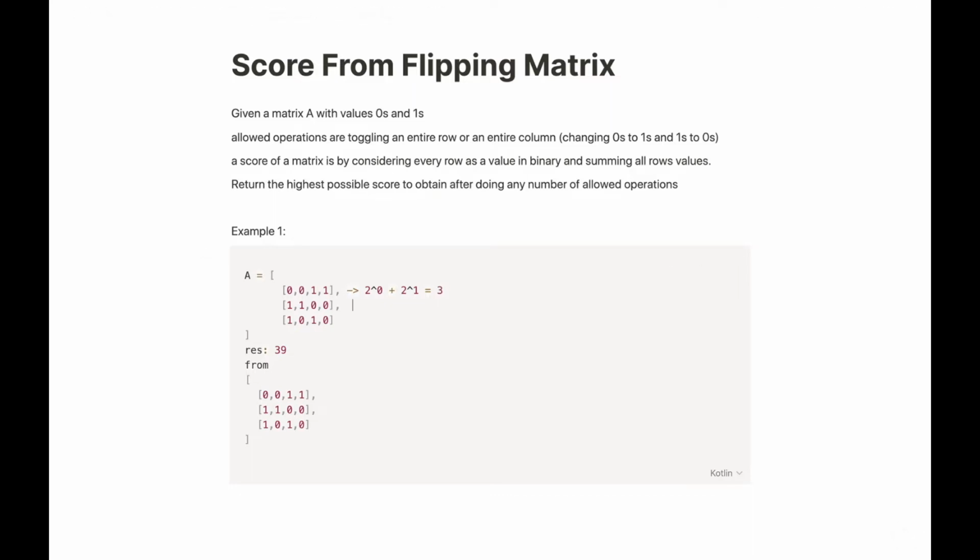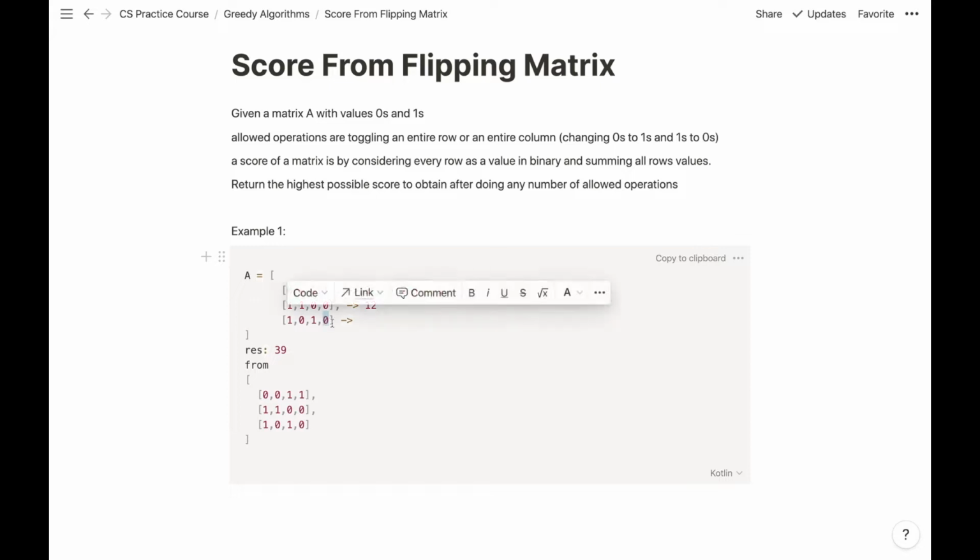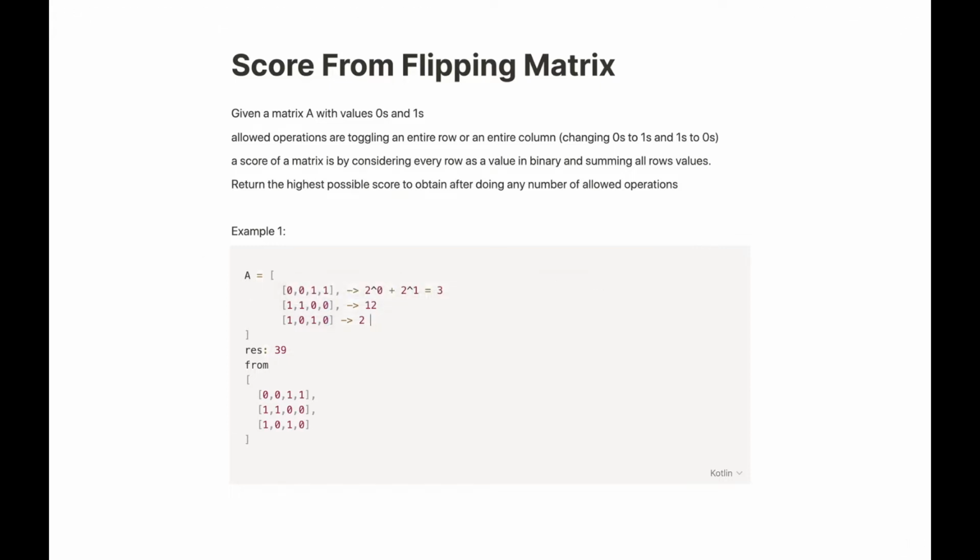So the first row is 3. The second row would be 2 to the power of 0, 1, so this is 0, and then 2 to the power of 2, 4, plus 2 to the power of 3, which is 8, so 8 plus 4 gives us 12. And here, this would be 2 to the power of 0, that's 0, to the power of 1, that's 2, plus 2 to the power of 3, which is 8, so that gives us 10 here. So overall, the result would be 3 plus 12, which is 15, plus 10, which is 25. So that would be the score.